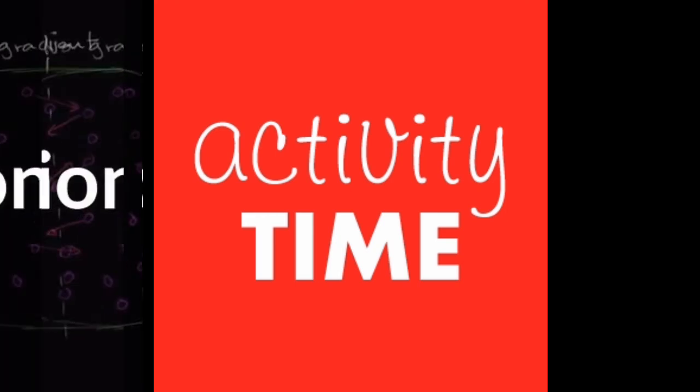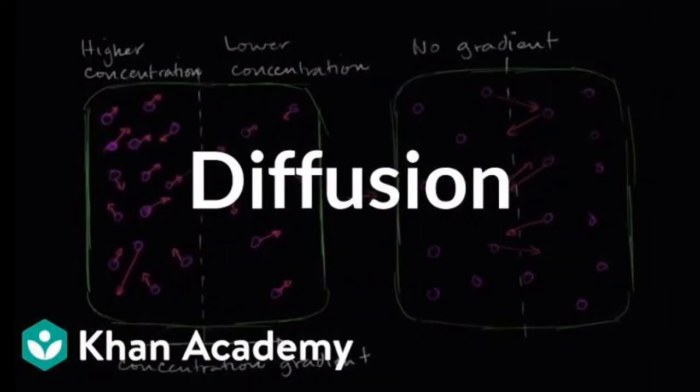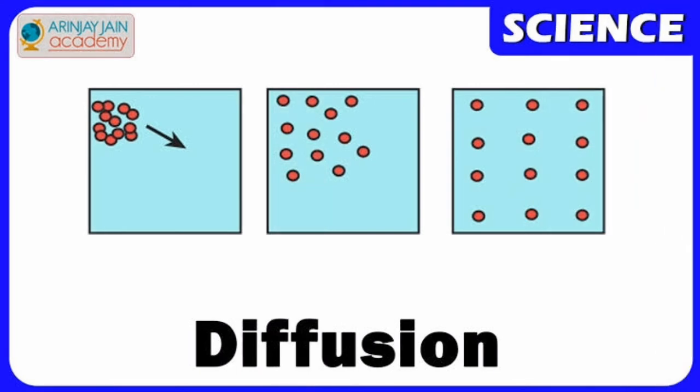Now our next activity is diffusion. Students, have you ever lighted an incense stick in a room? After some time, the scented fumes mix in the air and are spread in the room uniformly. Why does this happen? This happens because of diffusion.